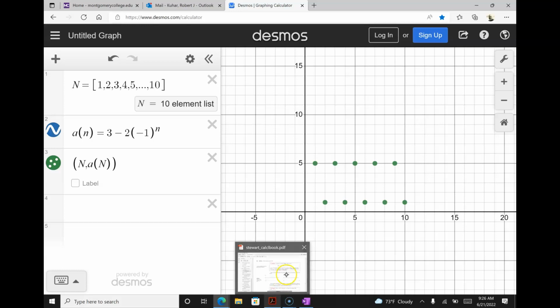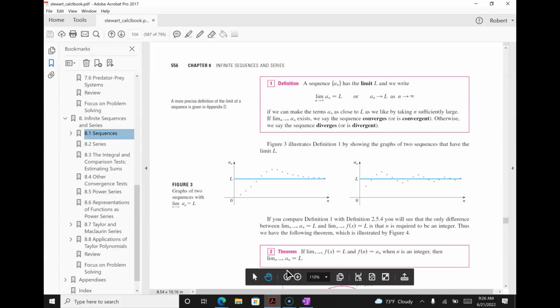So going back to our book here, we say our first definition: a sequence has a limit L, right? So you can see it's just a limit. If it does have a limit, it converges. If it doesn't, it diverges, right?